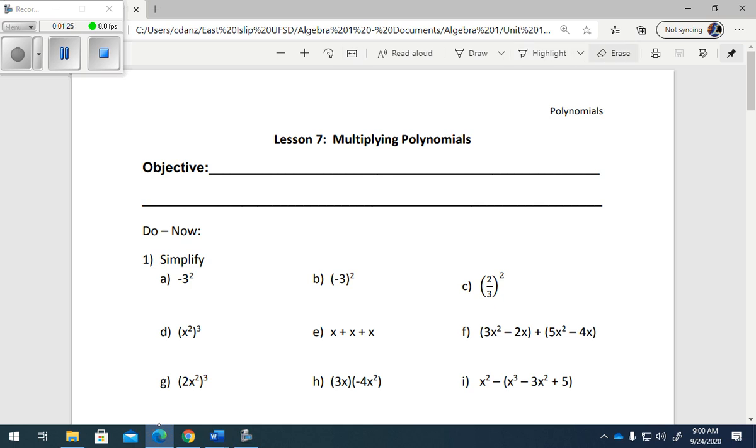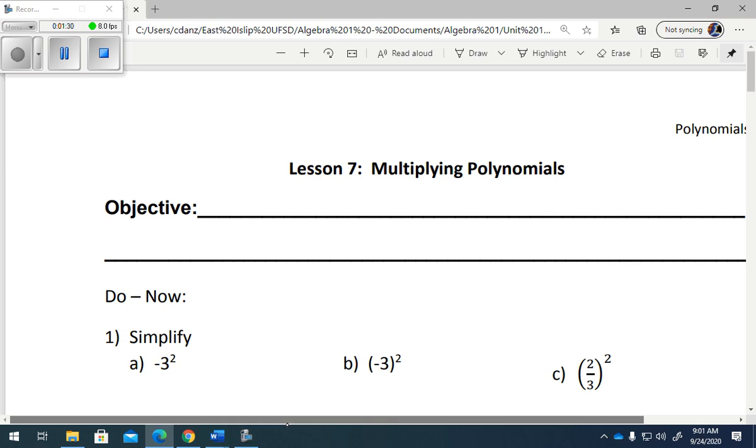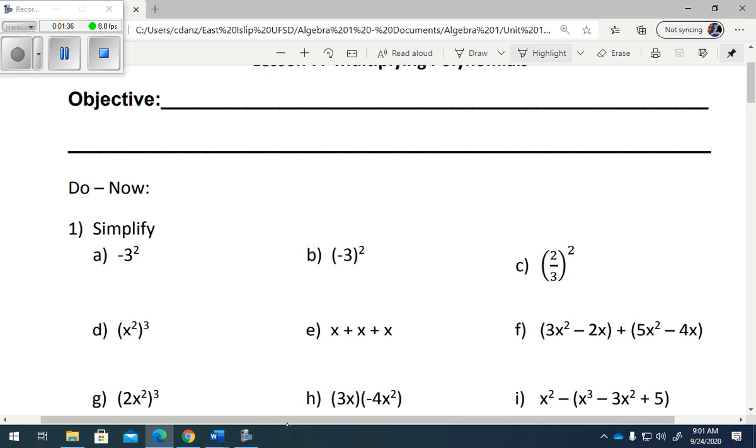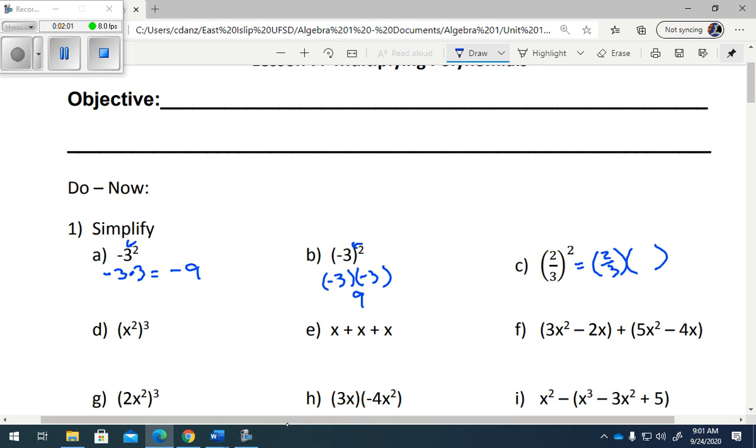So the do now. Really, I should ask you to maybe do it on your own and then check with me, so maybe you want to pause. I'm going to go for it right now. Remember, when the negative's not in parentheses, you have to be careful. This exponent only belongs to the 3, not the negative, so this answer is -9. This exponent belongs to the parenthesis, so this parenthesis gets multiplied by itself. Therefore, it's -3 times -3, so that's a +9. This parenthesis gets multiplied by itself, so it's 2/3 times 2/3, which is 4/9.